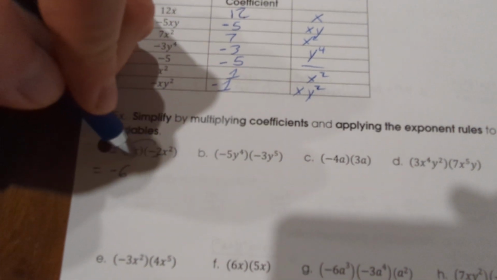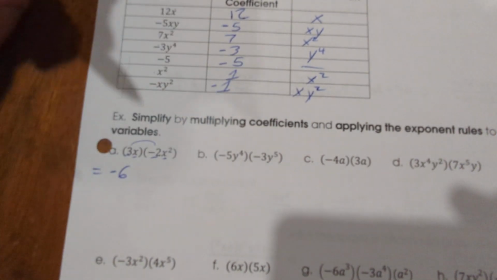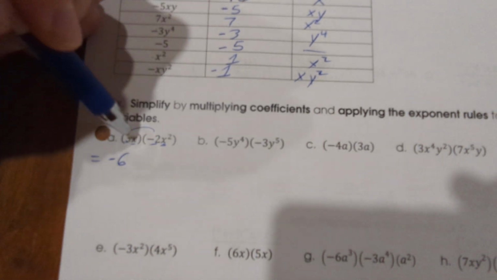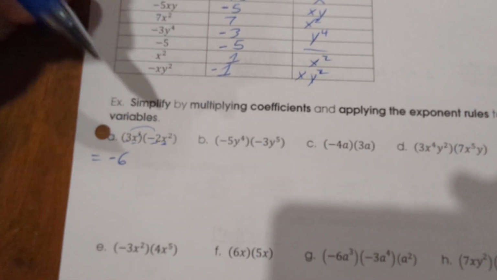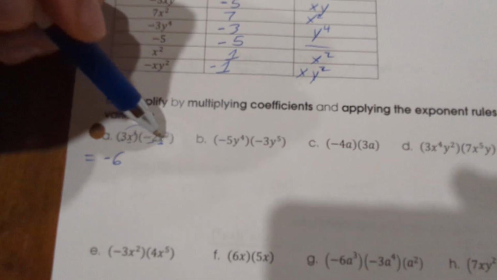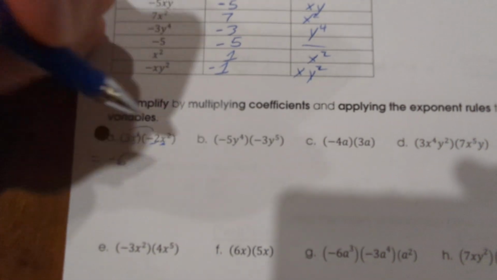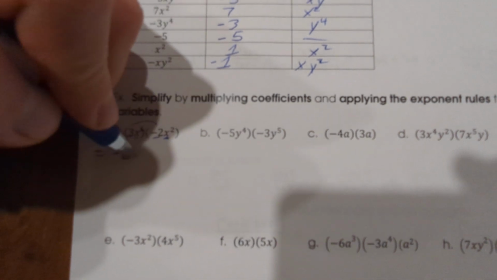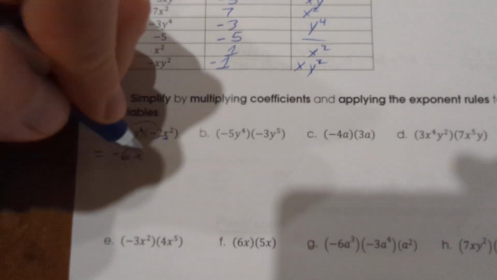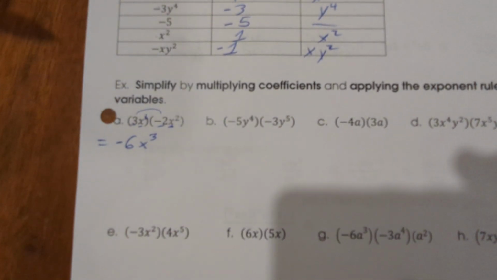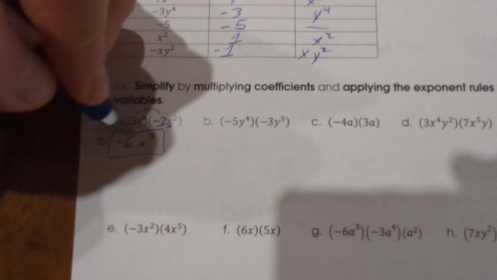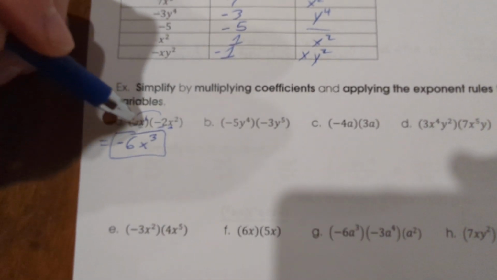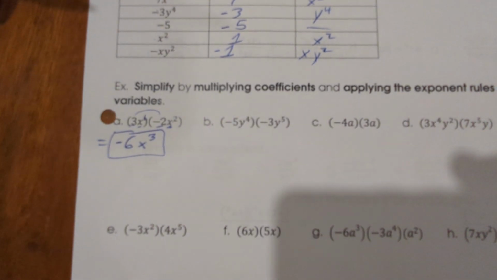And then when we multiply our x's, this is like multiplying powers, like we did yesterday. So we have x, which is technically to the power of 1, times x to the power of 2. When we multiply powers, we add exponents. So this is 1 plus 2. Our answer would be 1 plus 2 is 3, so it's x to the 3. And that's our final answer. So again, you just multiply the numbers out front, and then do your exponent rules with the variables.